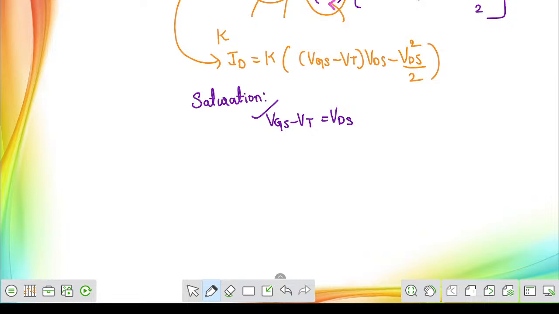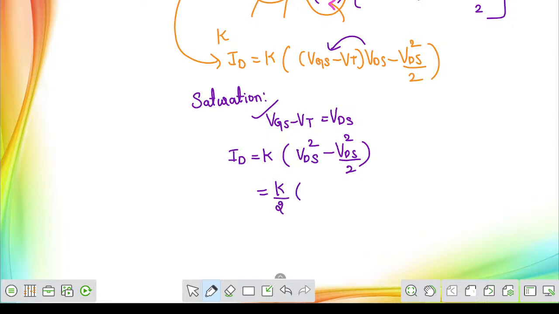We know that. When I replace VGS minus VT by VDS, what will happen here? The above drain current can be written as K times, I can rewrite this as VDS into VDS, which will become VDS square minus VDS square by 2. What will happen, sir? This will become K by 2 into VDS square. This is what you will be getting here. This can be rewritten once again as K upon 2 into (VGS minus VT) whole square. This is the final answer that you have to remember for the calculation of drain current.